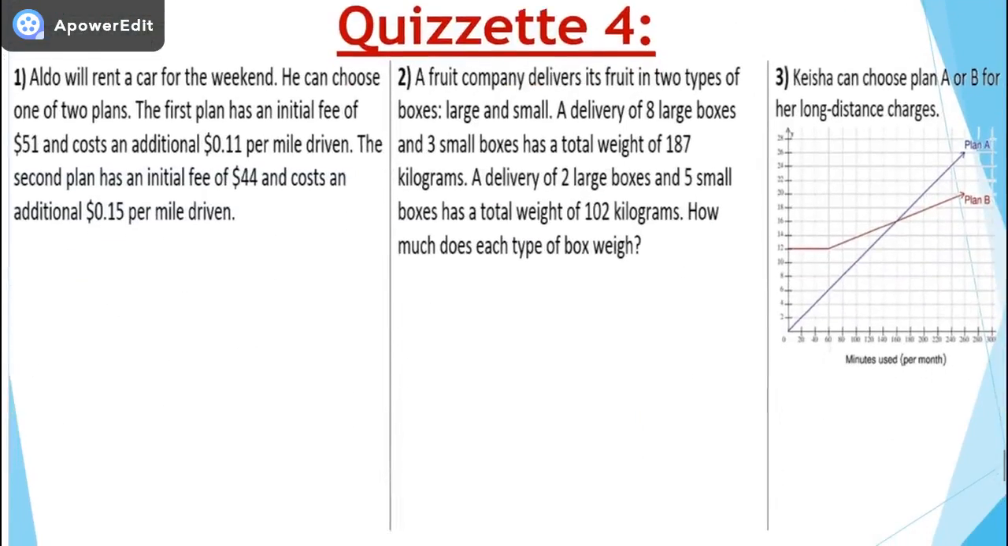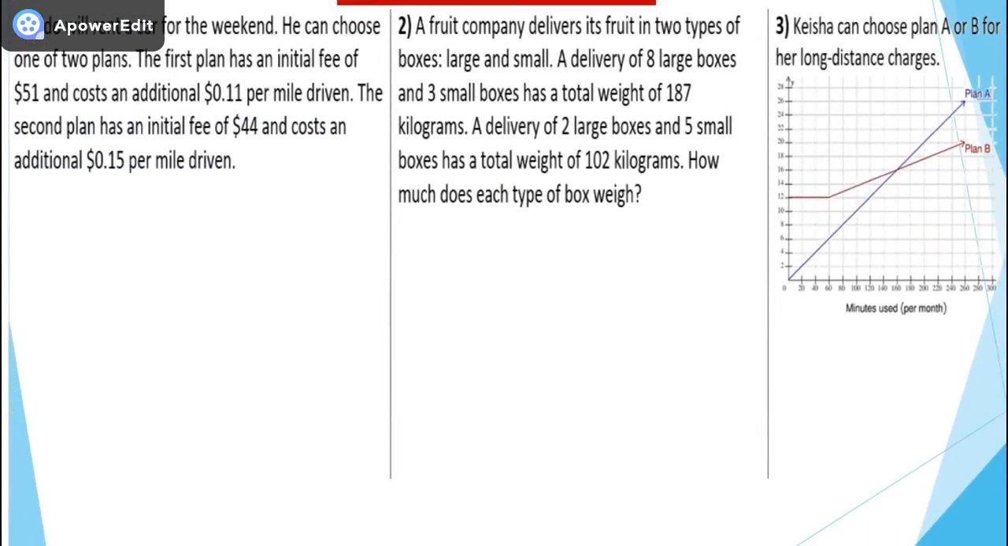Okay, we're going to go over Quizlet 4. Aldo will rent a car for the weekend. He can choose one of two plans. The first plan has an initial fee of $51 and costs an additional 11 cents per mile driven. The second plan has an initial fee of $44 and costs an additional 15 cents per mile driven. So we have y equal to 0.11x plus 51. The second equation is y equal to 0.15x plus 44.